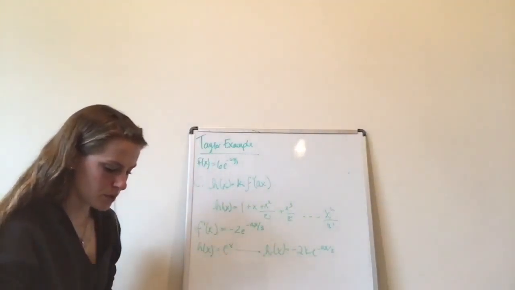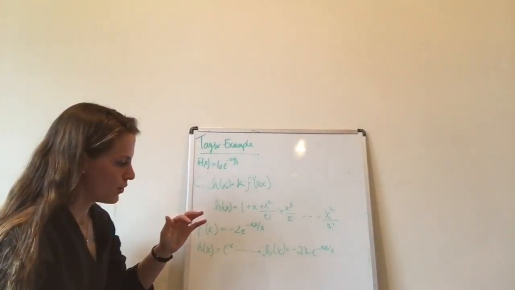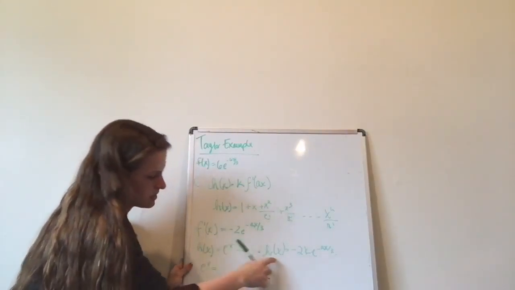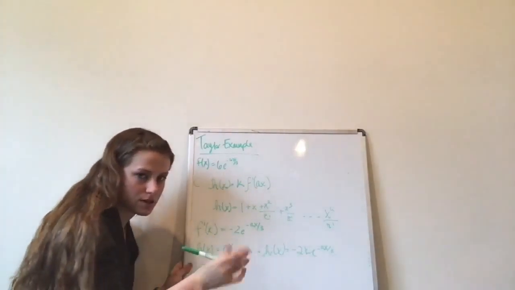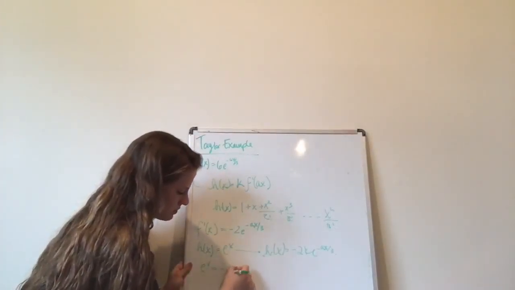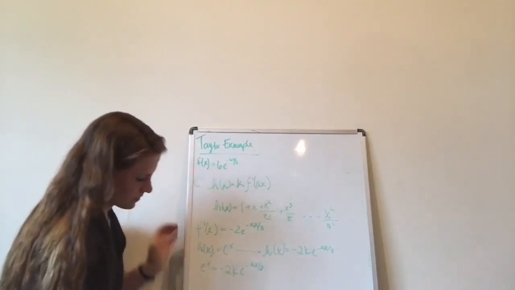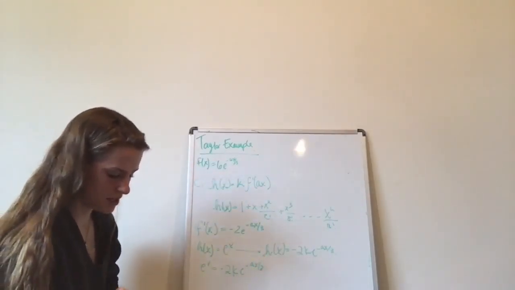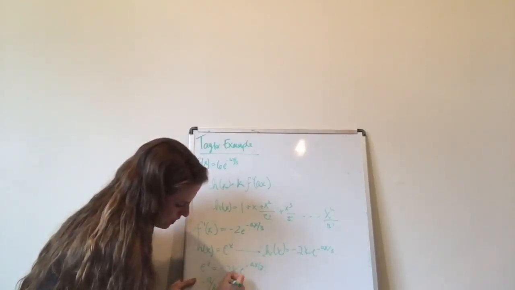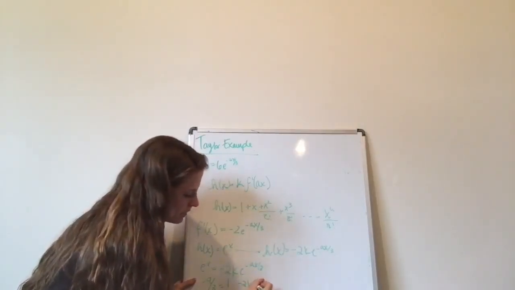Okay, so once we find that, and we know that this is e to the x, we plug the h of x in for each other, and you get e to the x equals negative 2k e to the negative ax over 3. And then, as we solve it out, we see that a over 3 equals 1, and that negative 2k equals 1.